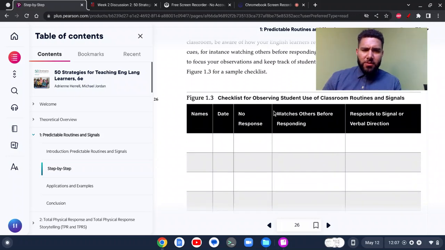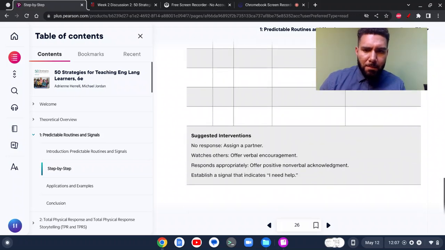Okay, this is a checklist for observing student use of classroom routines and signals. I don't have a checklist for the classroom routines and signals. Again, it's very automatic. Once students know the routine, it's just the same every single day.